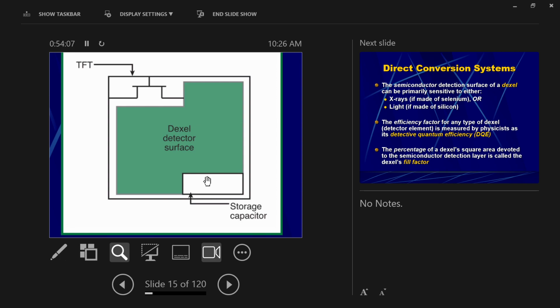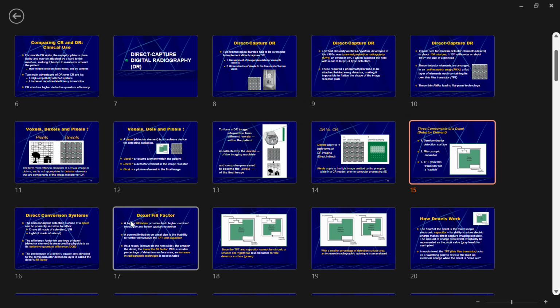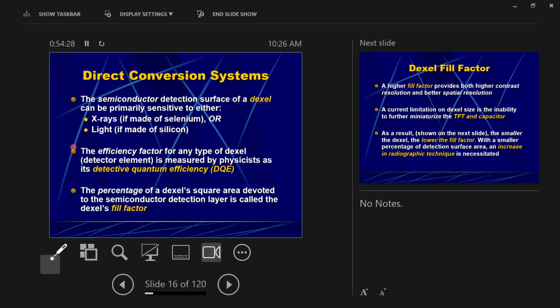So by making the square smaller, we would get better spatial resolution. But as we make it smaller and smaller and smaller, we would lose detector surface. Okay, this is a problem. And so currently, these detector cells are about as small as they can be. This is referred to as the efficiency factor for the dexel. This is measured by physicists as a number called detective quantum efficiency, and it really is as simple as this: it's just the percentage of the dexel's square area dedicated to the semiconductor.